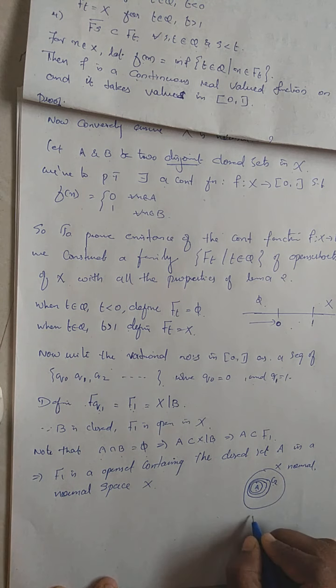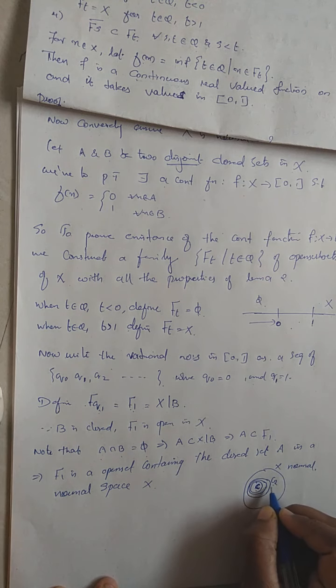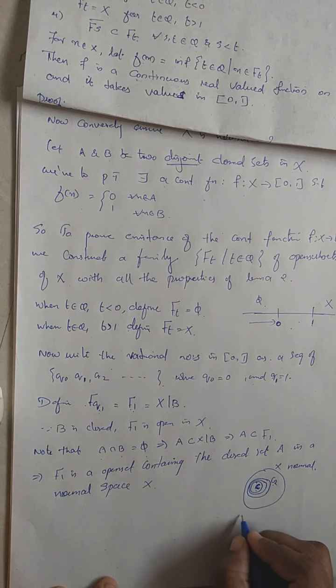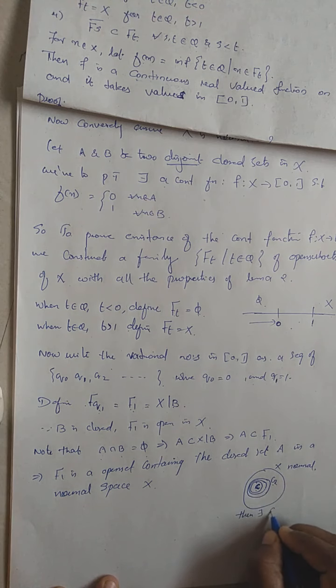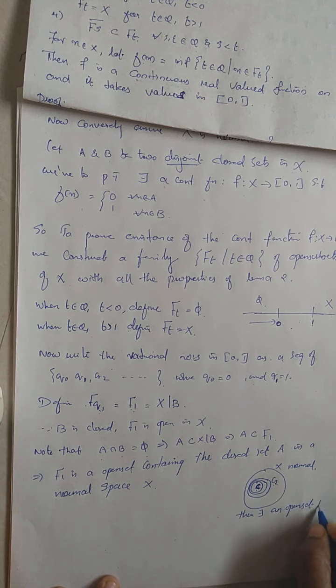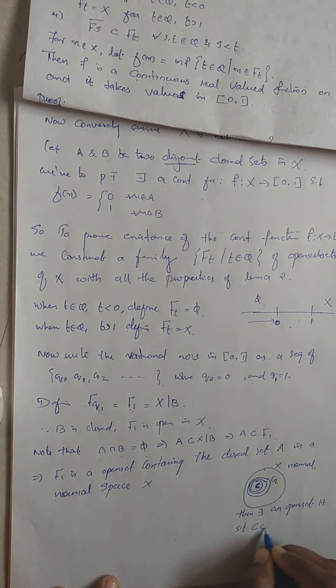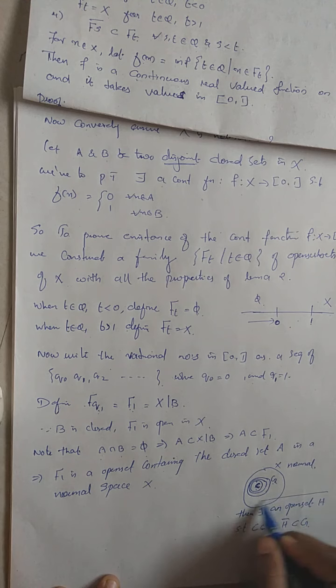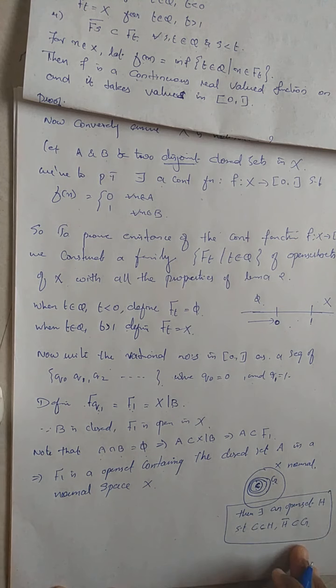So there is a property that when you have a closed set C and an open set G containing C, then there exists an open set H such that C is contained in H and the closure of H is contained in G. We have this proposition by the equivalent conditions of normality. So we are going to use this proposition here.